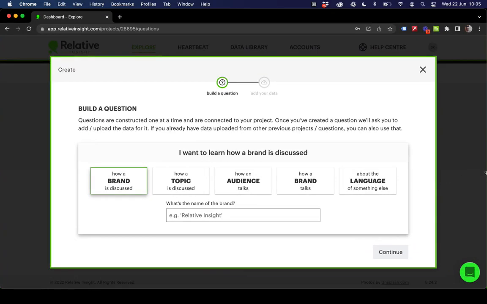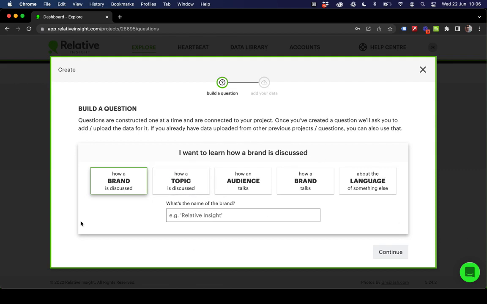Once you've created your project, you're going to be prompted to build your first question. Now, questions are the way through which you tell the platform what comparison or comparisons you want to analyze as part of that project. Now, using the question builder here, we have several prompts to help us think through some common ways of constructing your comparison.